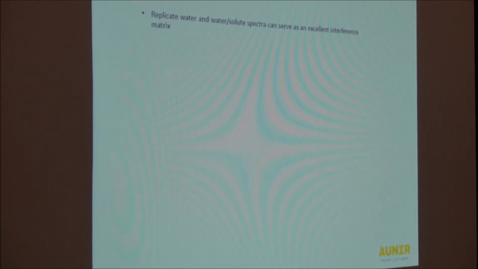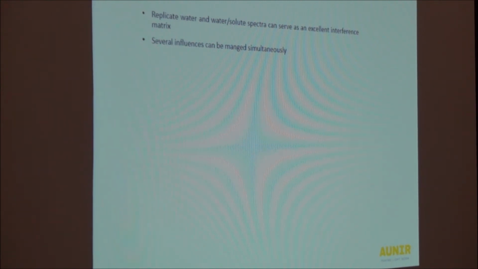Summary: replicate water and water-solute spectra can serve as excellent interference matrices. We have to make use of them. Several influences can be managed simultaneously, not just temperature. You could consider different perturbations at the same time. Corrections are embedded in the model. So for new spectra that come in, you don't need to apply a correction. The space of the model is already orthogonal to that perturbation. So you can have the raw spectra just predicted by the model.